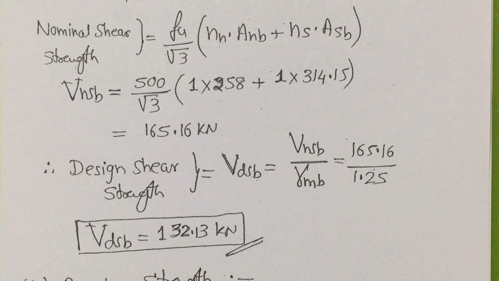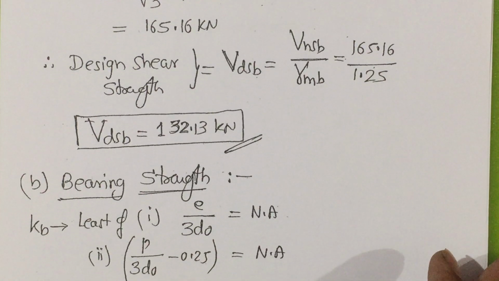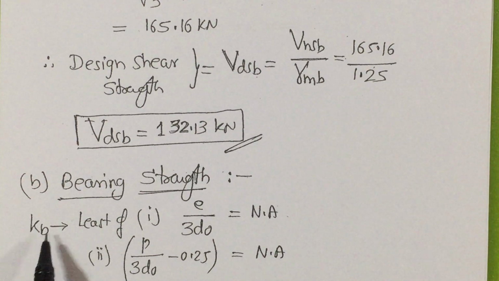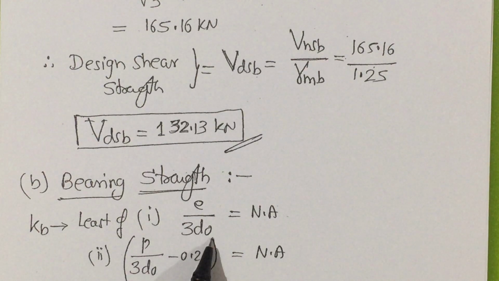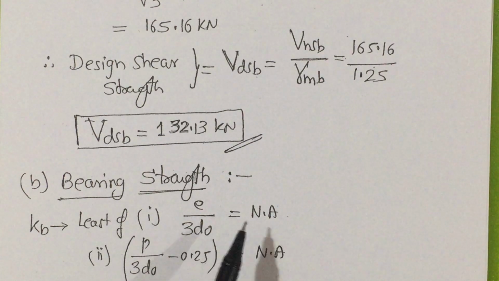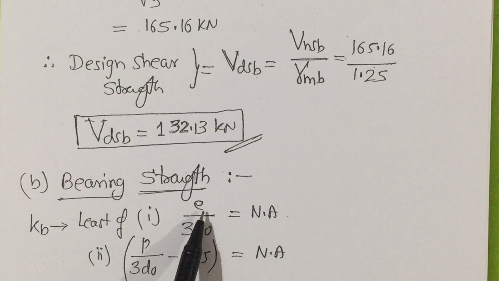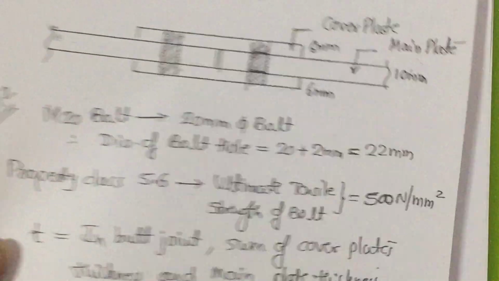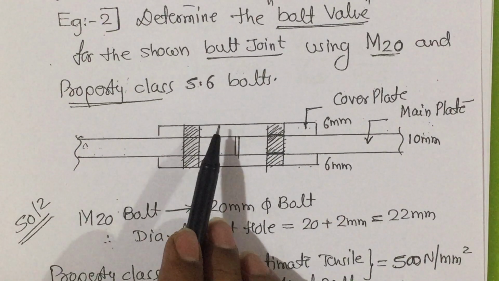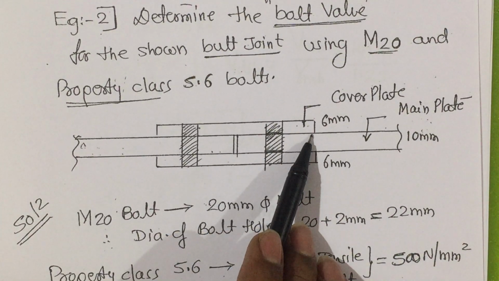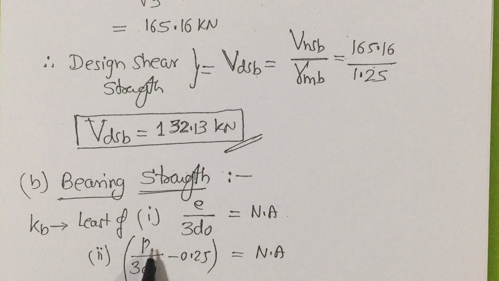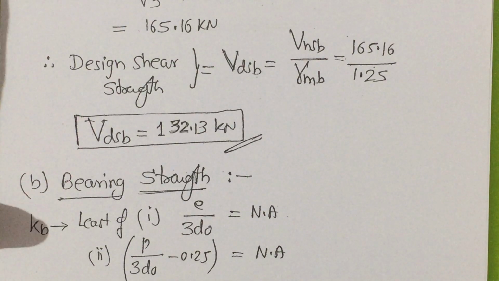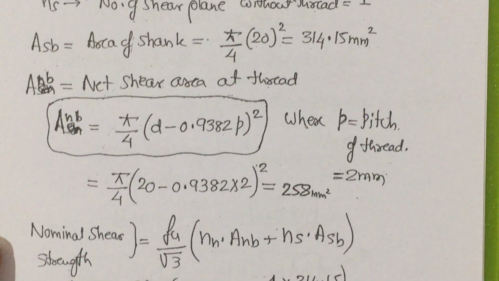First step is over. Second step, calculate the bearing strength. First of all, calculate the Kb value. It has 4 values. The first value is e by 3 D naught. Do you know the edge distance in the given problem? Are the edge distance and the pitch distance given, or the bolt arrangement provided? No. Since the edge distance and pitch distance are not known, these two formulas are not applicable. Then we will check with the other two formulas.